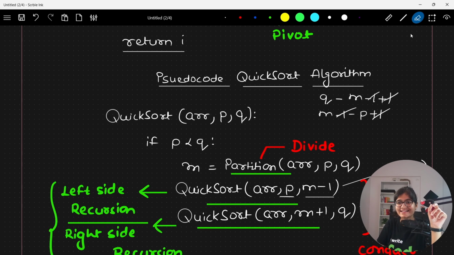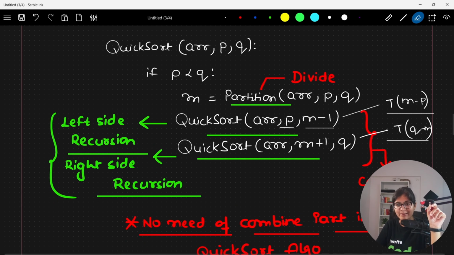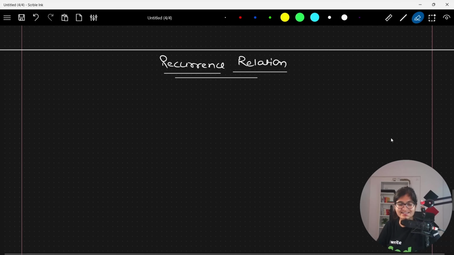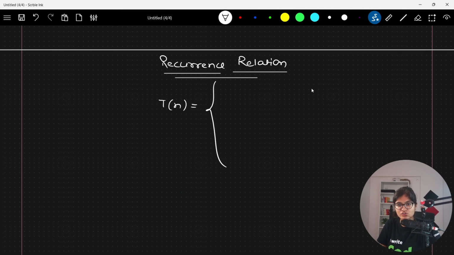So what can I say is that the number of elements present at the left subarray is m minus p. Number of elements present at the right subarray is q minus m. So the recurrence relation will be T of n, where when the value of n is equal to 1, meaning we will have a single element, then it will be a constant quantity, right? This will take a constant time.